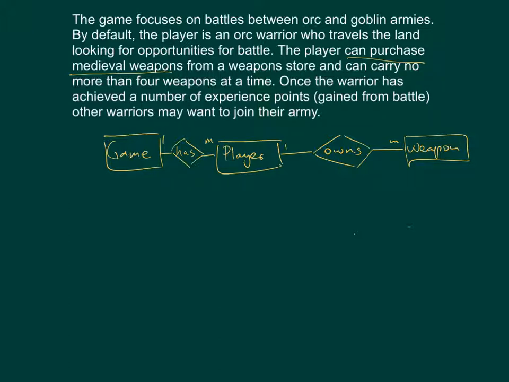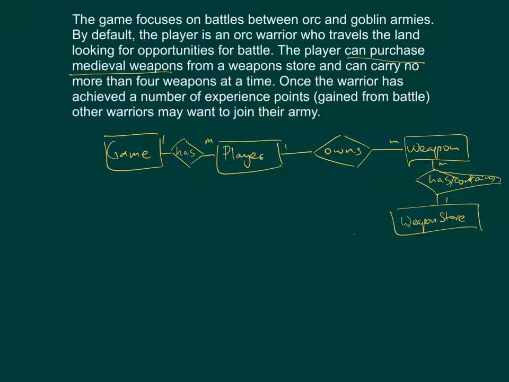So therefore, a weapon store has or contains weapons. So this is again M and 1. And notice here how we refine the relationship name as we're going through and as we're progressing with our design. So a weapon store contains weapons, and the player will buy weapons from a weapon store.